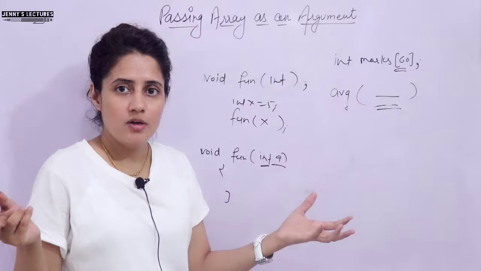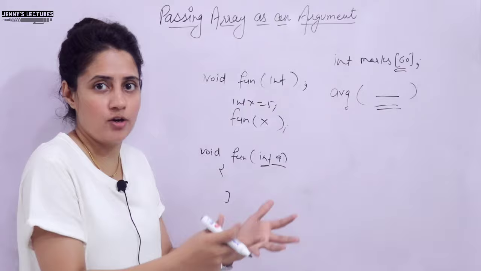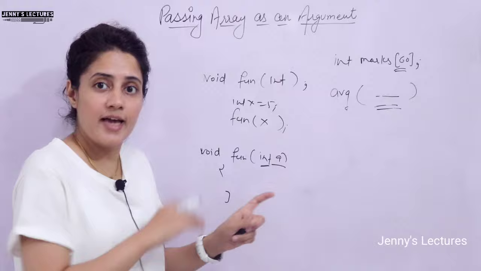So how to pass that thing? For that we need to pass an array as an argument. That is one great application of passing an array. So I hope this is clear why we pass an array as an argument. Now how will you pass an array as an argument, what will you write here? We will discuss that with a complete program. So let me write down this program.